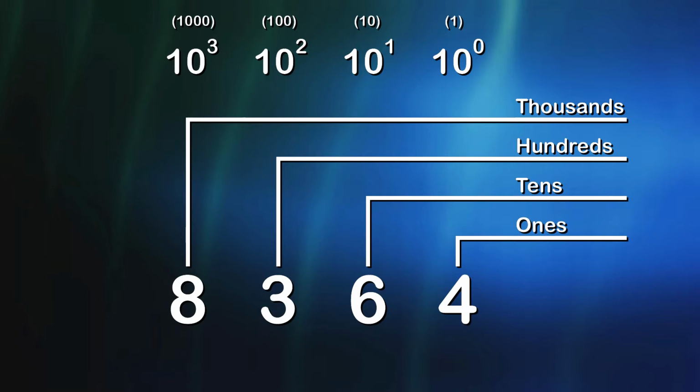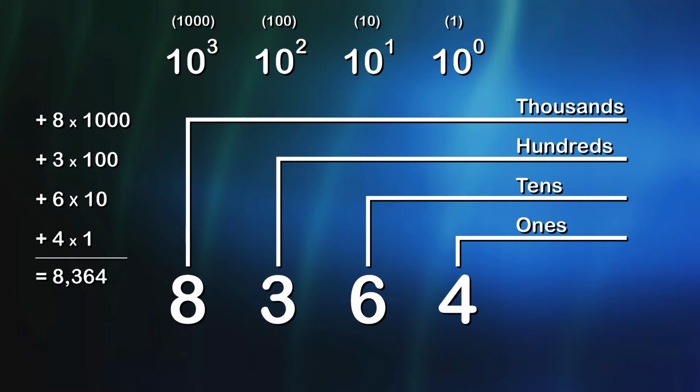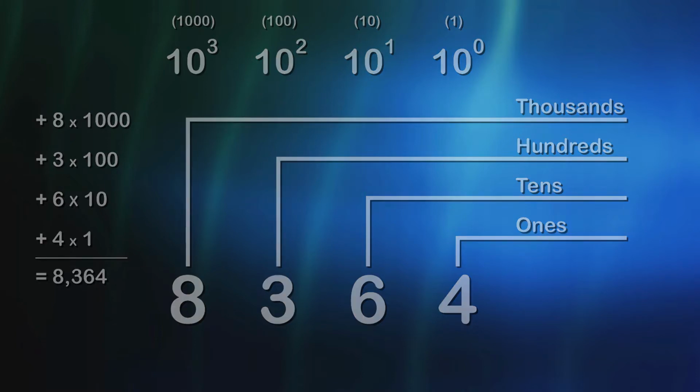So 8,364 is actually 8 times 1,000, or 10 to the 3rd power, plus 3 times 100, or 10 to the 2nd power, plus 6 times 10, or 10 to the 1st power, plus 4 times 1, or 10 to the 0th. That's how we all have numbered things since the 1st grade.